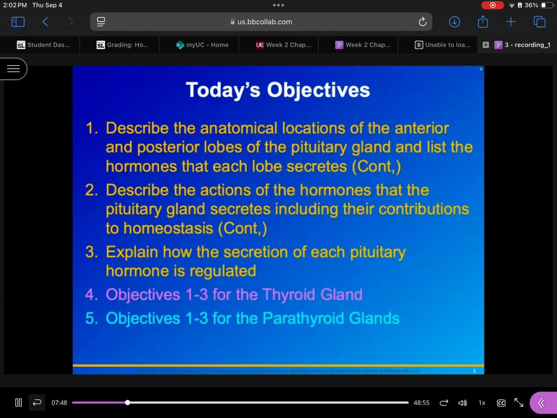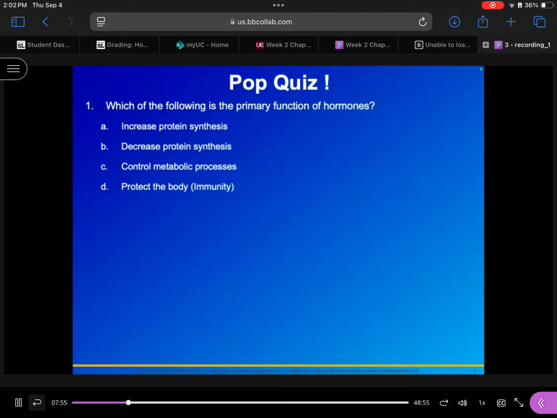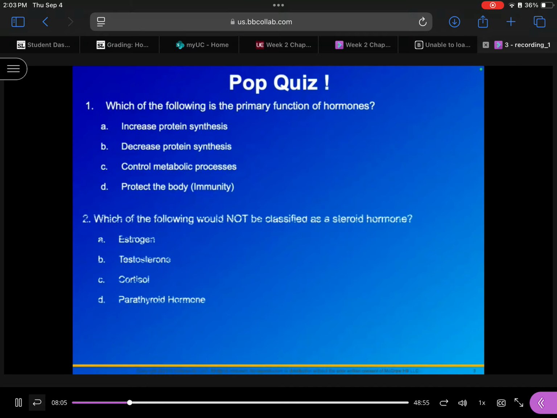All right. You know what we're doing? Let's check. All right. I know you love me. All right. Which of the following is the primary function of hormones? Guys, this is not hard. C. Controlling metabolic processes. Are they vital to life? Absolutely. All right. Which of the following would not be classified as a steroid hormone?